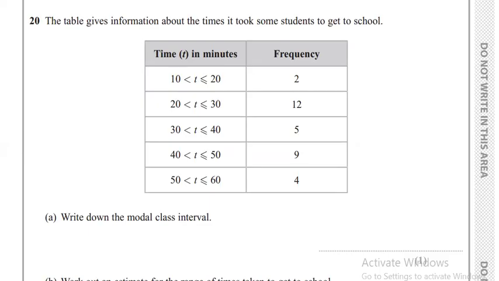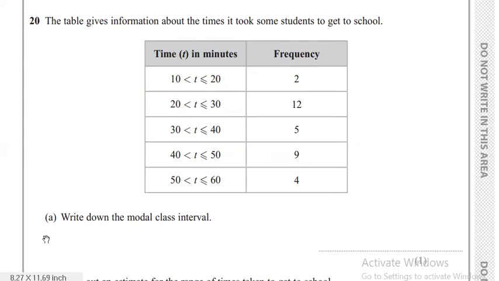In this video, we're going to talk about Year 9 Achievement Test, June 2023. Section B, Question 20. The table gives information about the times it took some students to get to school. These are the times in minutes. It's a range, or as we call them, classes. And this is the frequency. It means how many students are inside these classes.